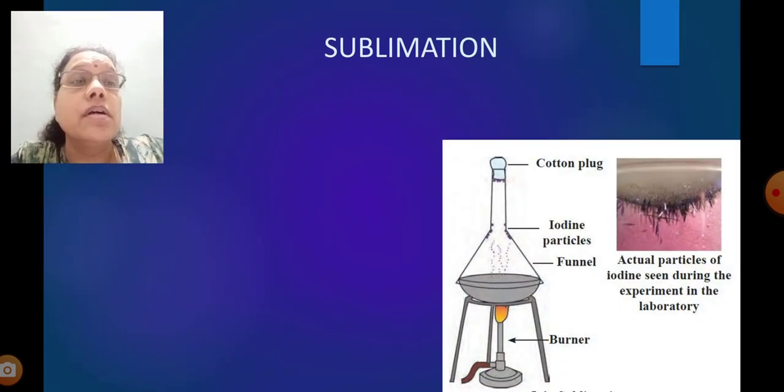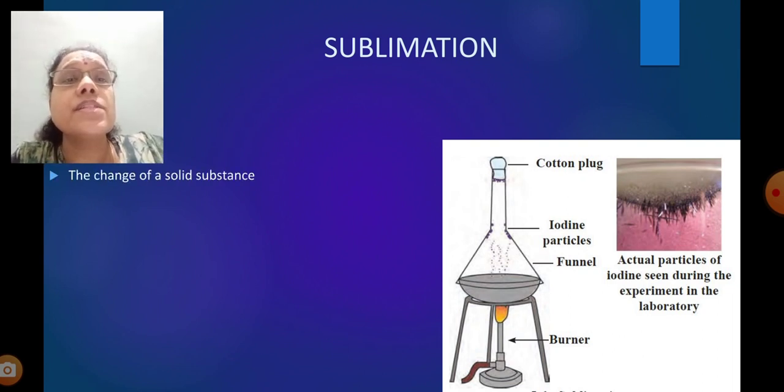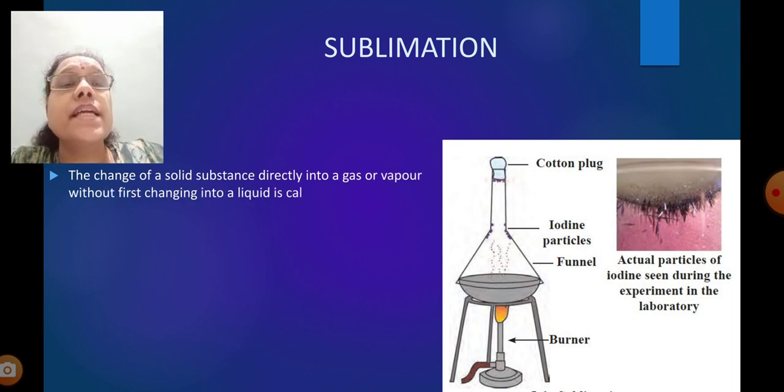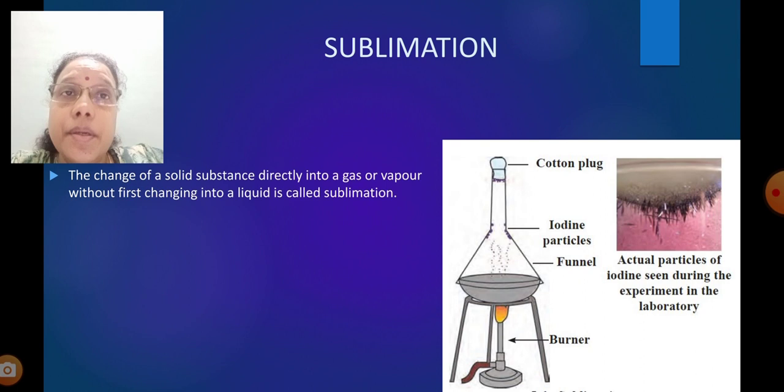Let us start with the first one, sublimation. What is meant by sublimation? The change of a solid substance directly into a gas or vapor without first changing into a liquid is called sublimation. There is no liquid medium in between.